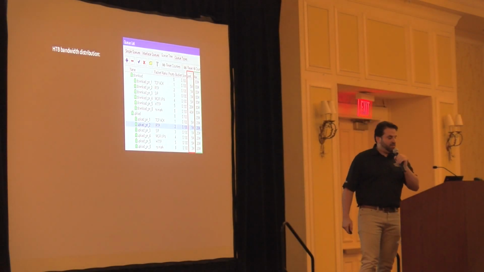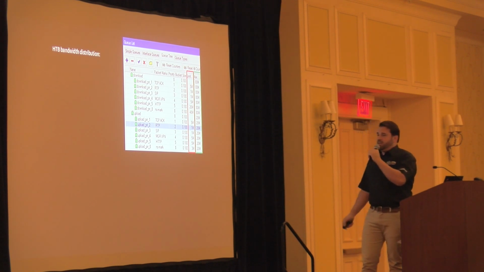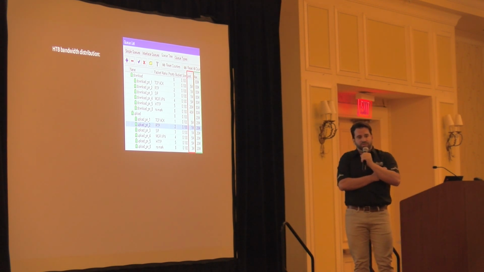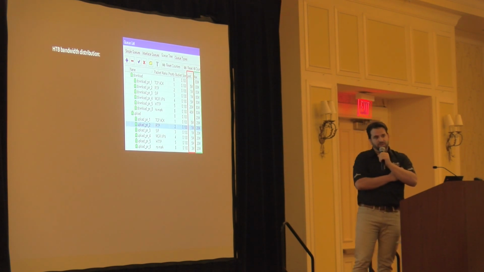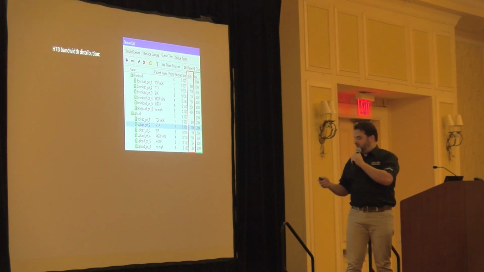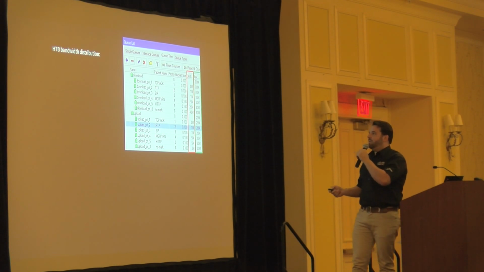Now we're going to talk about limit at and max limit values. These are the rules. If you follow these rules, things will be very predictable. If you don't follow these rules, things become unpredictable, and you're going to have a hard time with your queues.